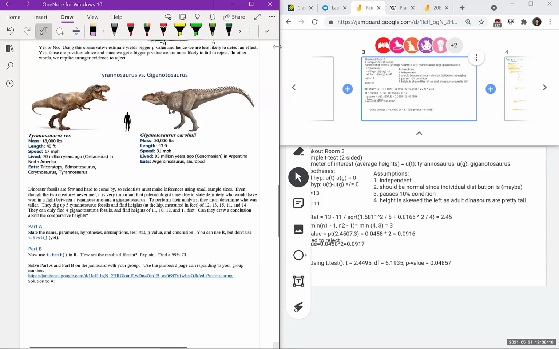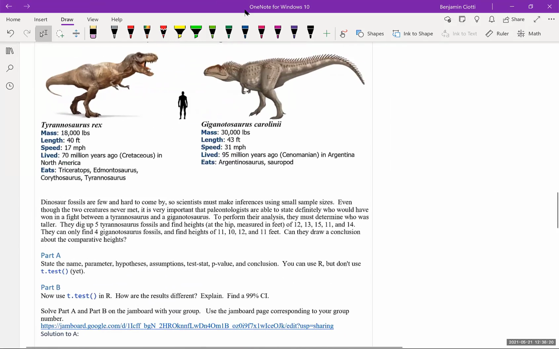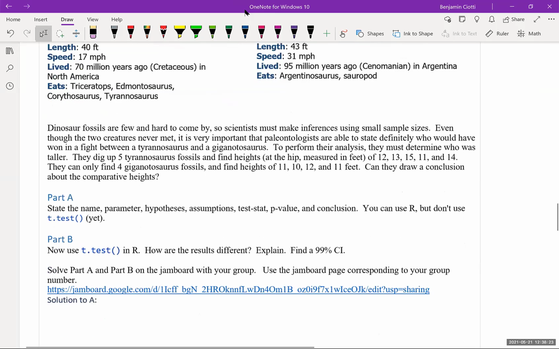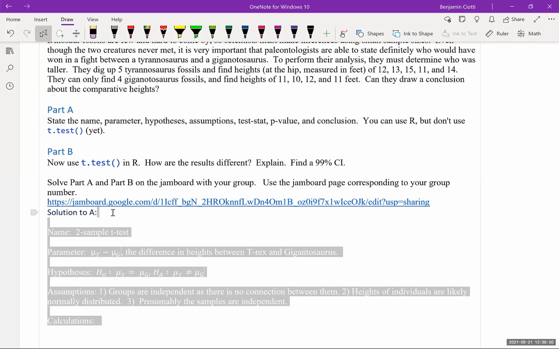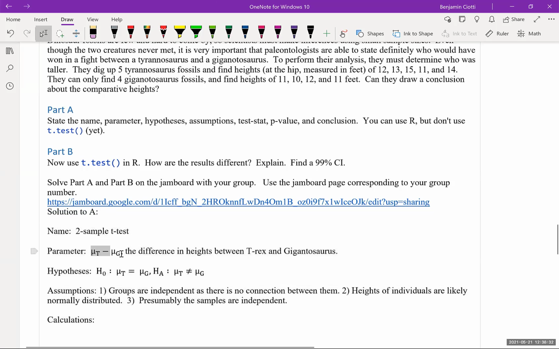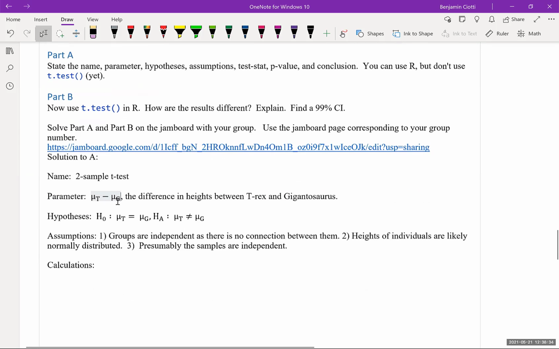Most groups were able to correctly get at least part A. So I'll just quickly show the answer. Name was the 2-sample t-test. The parameter studied was the difference in the average height of a T-Rex and actually a Giganotosaurus. Seems like they missed a cool opportunity to call it a Gigantosaurus. Instead, it's a Giganotosaurus, whatever.